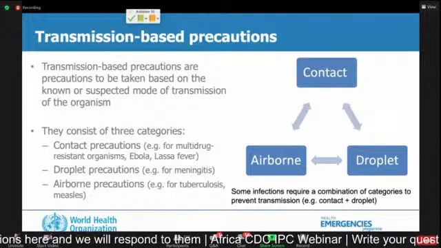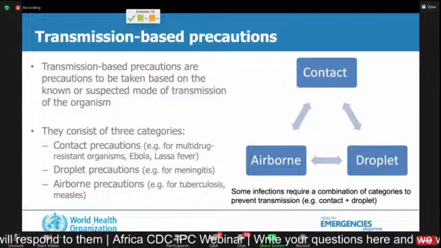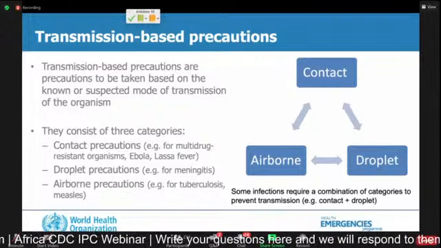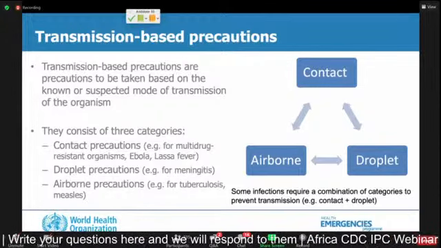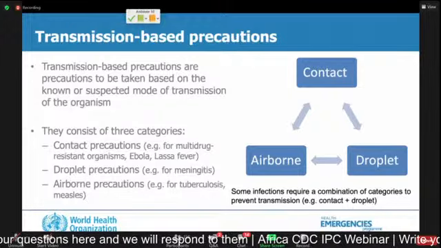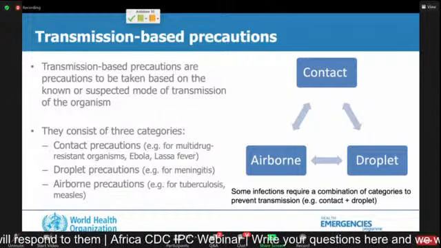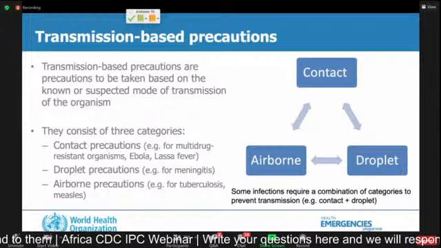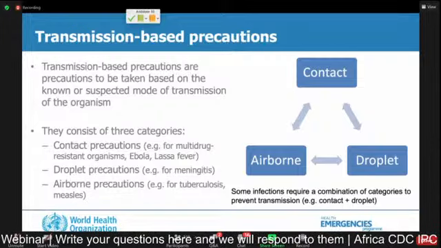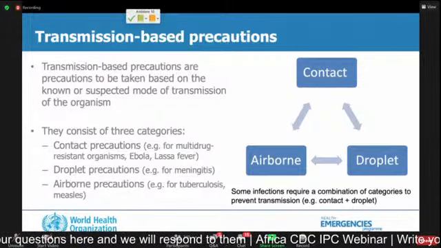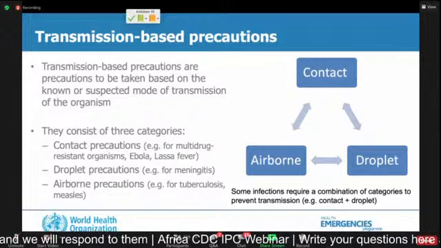After discussing the standard precautions that most of you really know, we're going now to discuss the transmission-based precautions, always taking into consideration the two diseases that we are focusing on today, Ebola virus disease as well as COVID-19. So we are going to talk about three types of precaution. The first one is contact precaution, the second is droplet precaution, and the third is airborne precaution.